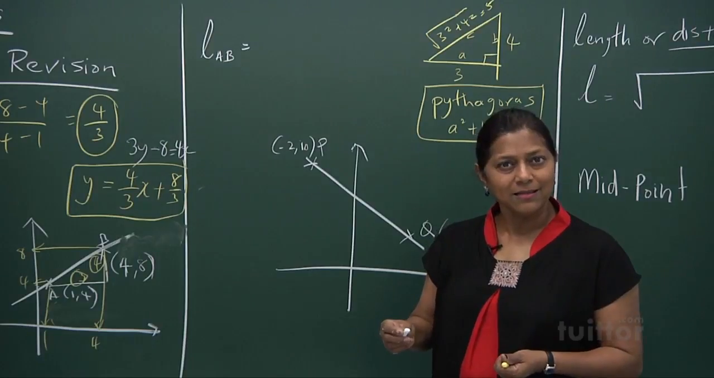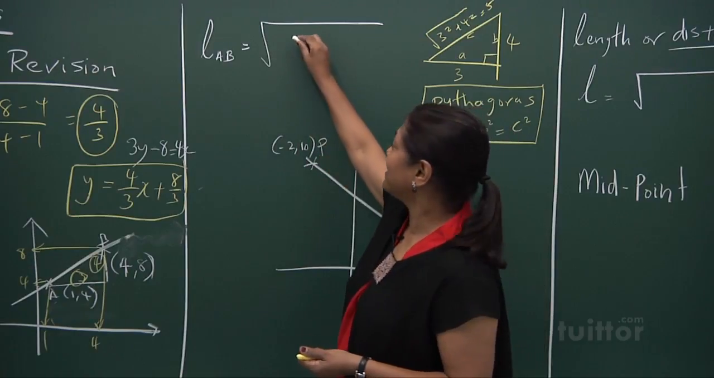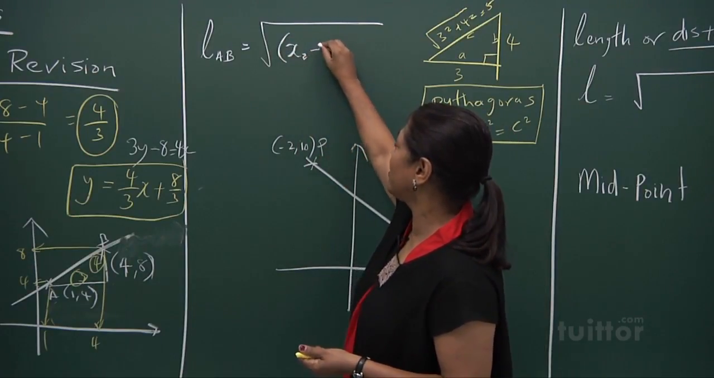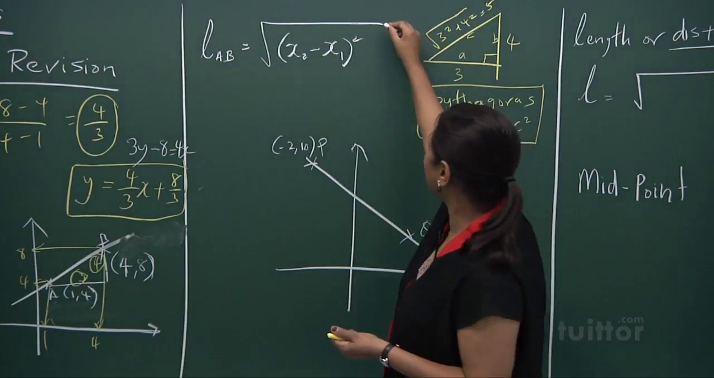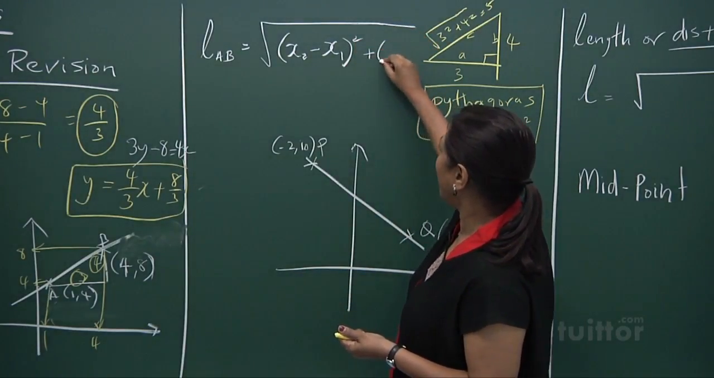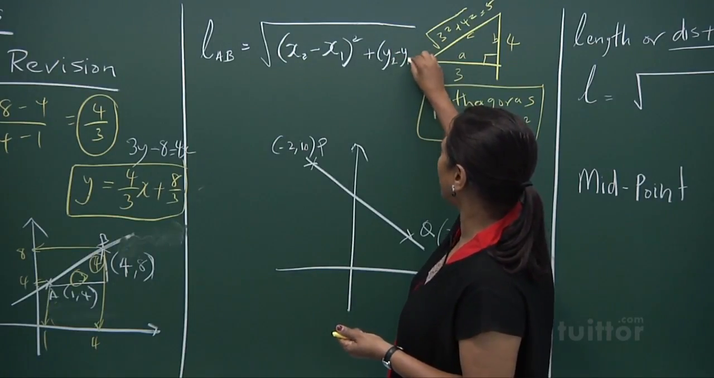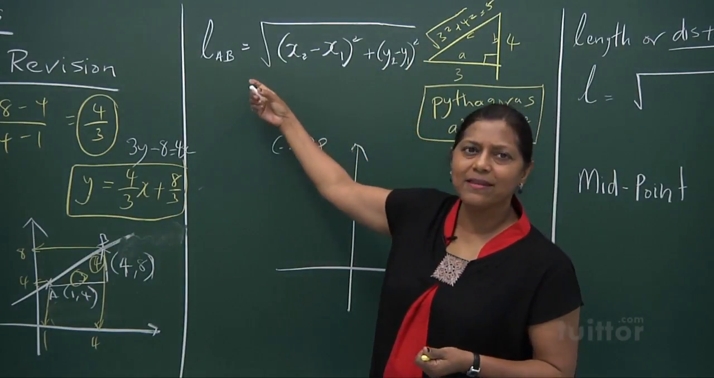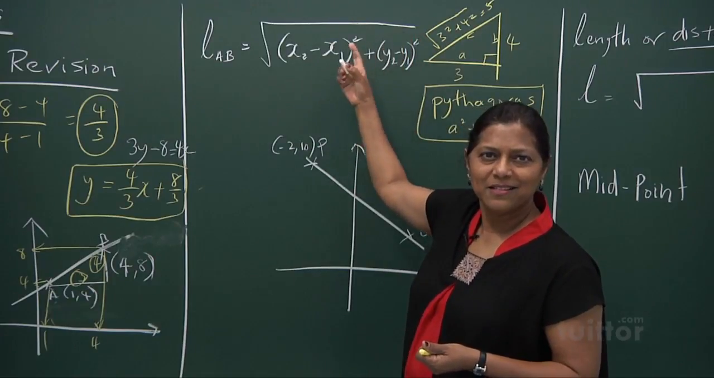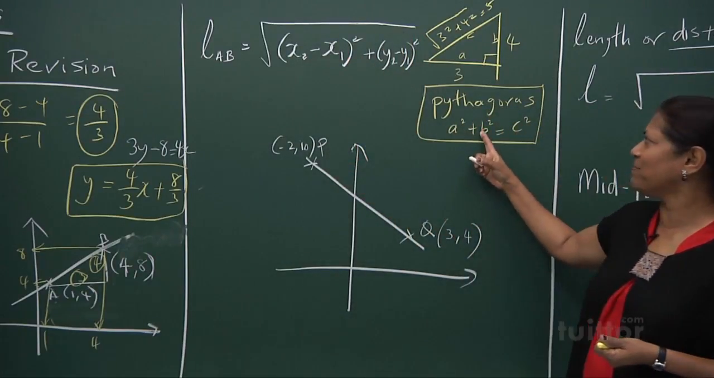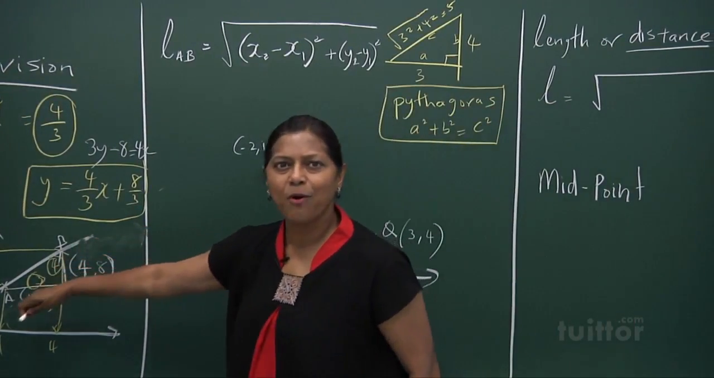Well, we just learned that you have to find the distance between 2 points, the horizontal distance, you square it, and then you find the distance of the vertical gap, y2 minus y1, square it up, then add them up and find the square root. Don't you see Pythagoras? A squared plus b squared equals c squared. The length here is a hypotenuse.